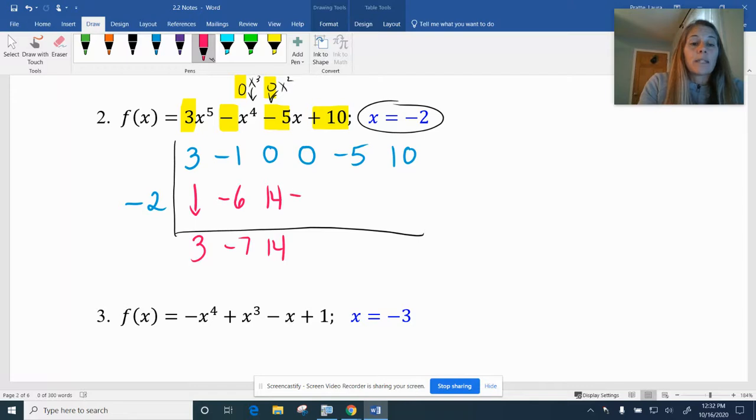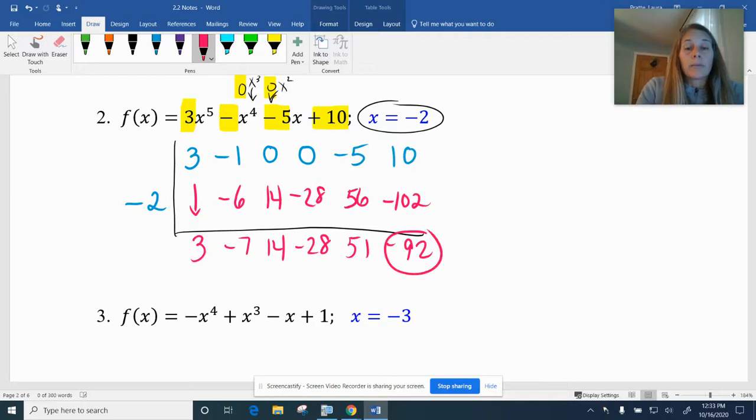-2 times 14 is -28. Add up that column. -28 times -2 is positive 56. Add up that column. 51 times -2 is -102. And add up that column, I get -92. If you want to check it on the calculator using direct substitution, you're more than welcome to, but I'm just going to move on.